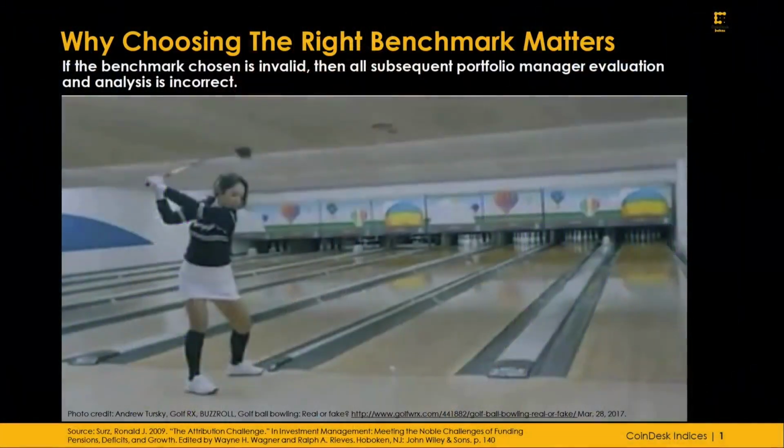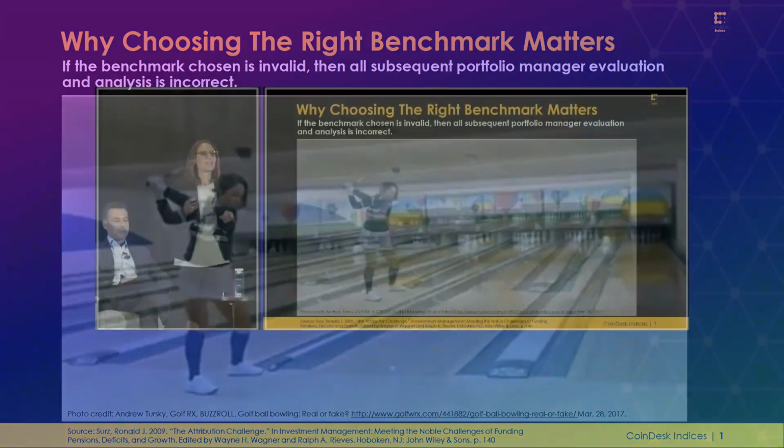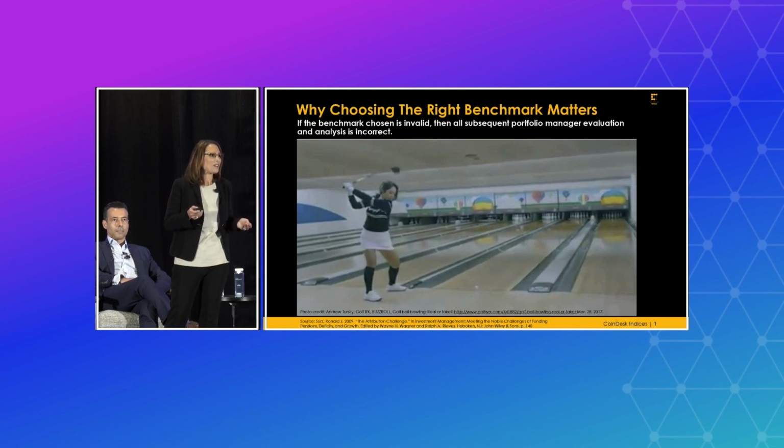So let's start with why choosing the right benchmark matters. In the book, Investment Management and Meeting the Noble Challenges of Funding Pensions, Deficits, and Growth, Ronald Sears, who is the co-host of Baby Boomers Investing Show and president and CEO of PPCA, points out a humorous analogy that picking an invalid benchmark to measure manager skill is like evaluating Tiger Woods as a bowler. So choosing the right classification standard probably matters a lot more than we give it credit for.